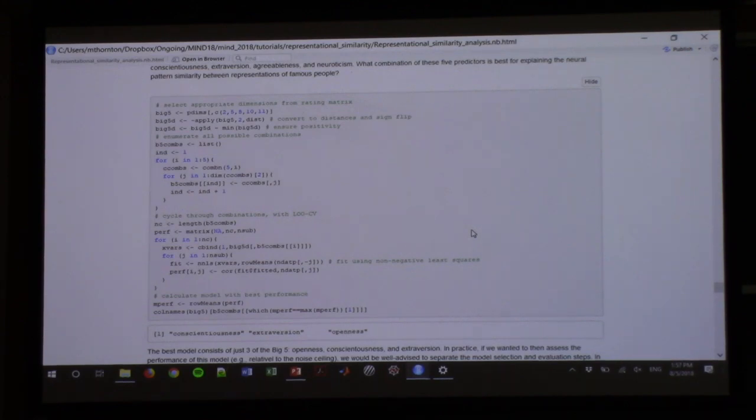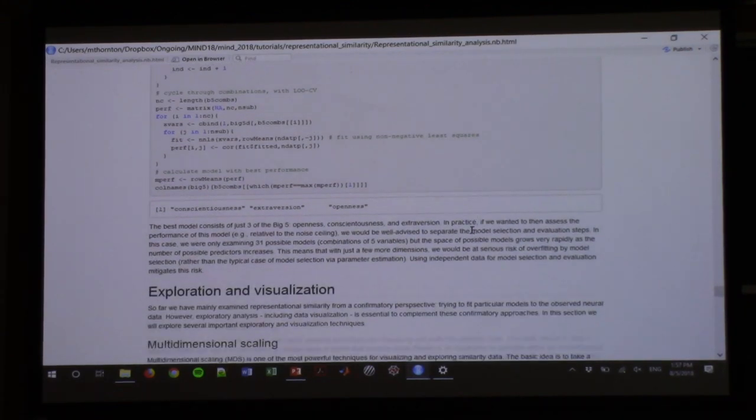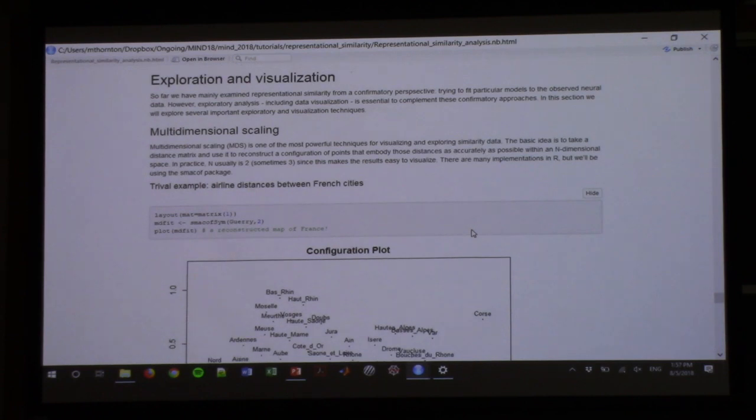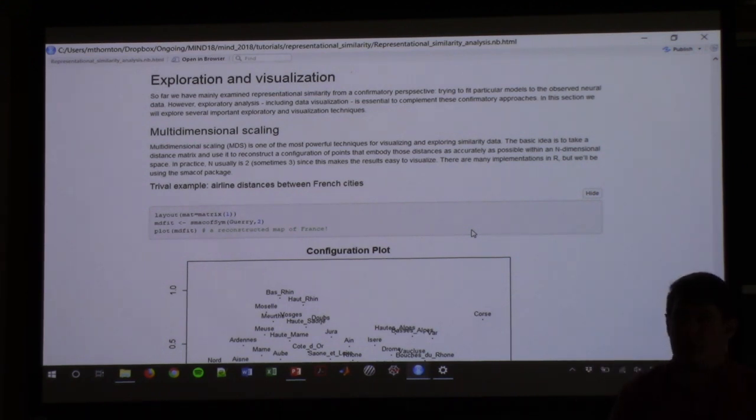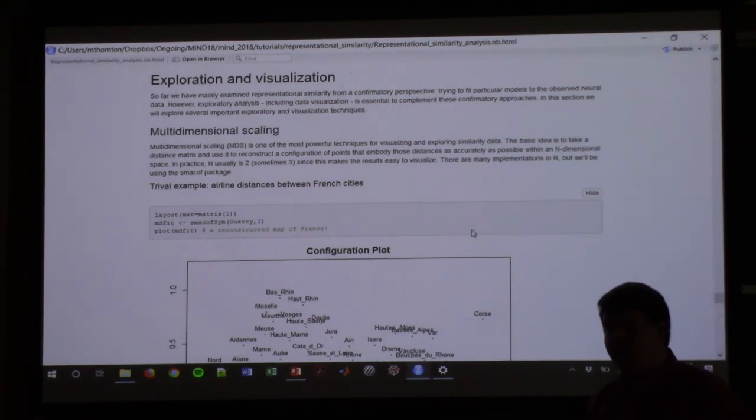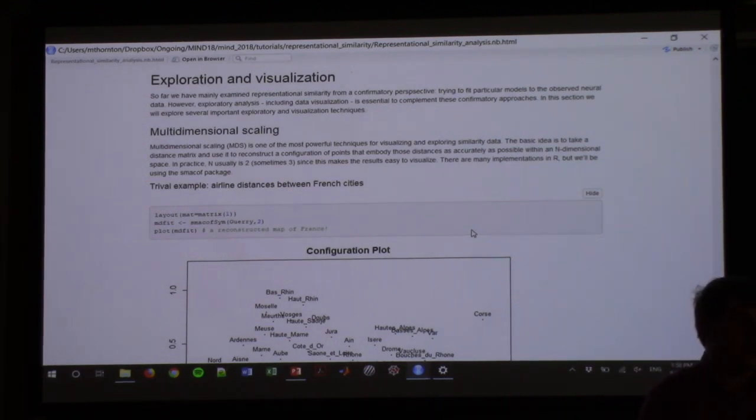And the last topic I'll cover quickly here is how to explore neural similarity. So most of the time RSA is talked about in terms of this confirmatory style of analysis where you have a model matrix that you're trying to fit, or a set of model matrices that you're trying to fit to some dependent neural similarity matrix. You can also do exploratory analyses, which are oftentimes really helpful, though. So you can do multidimensional scaling. This is perhaps the most popular one.